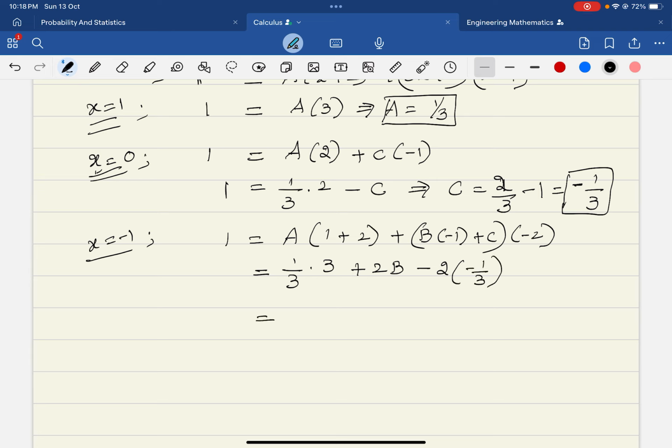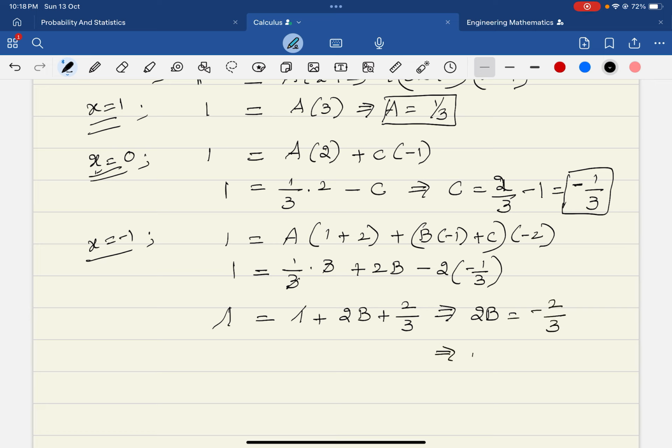So this value gives you 1. So 1 is equal to, this 3 gets cancelled, so 1 plus 2b plus 2 by 3. Now this one gets cancelled. So 2b is minus 2 by 3.